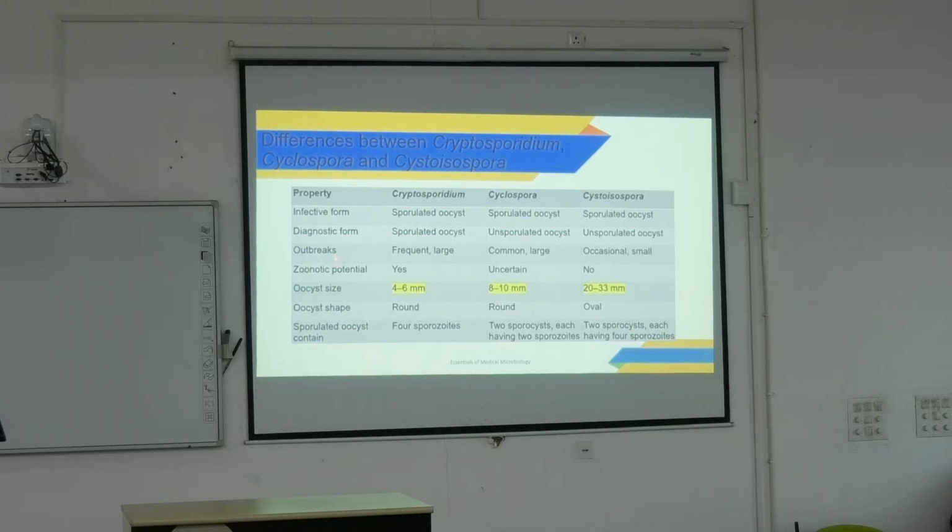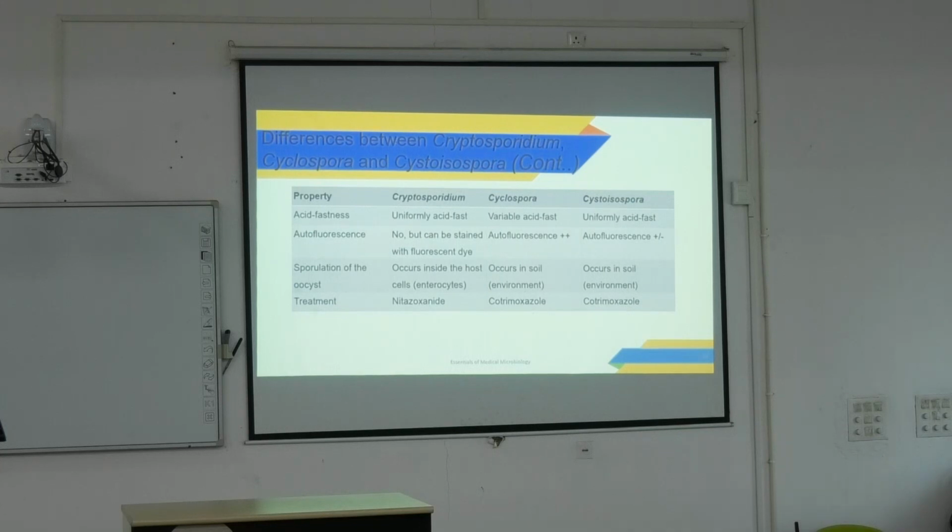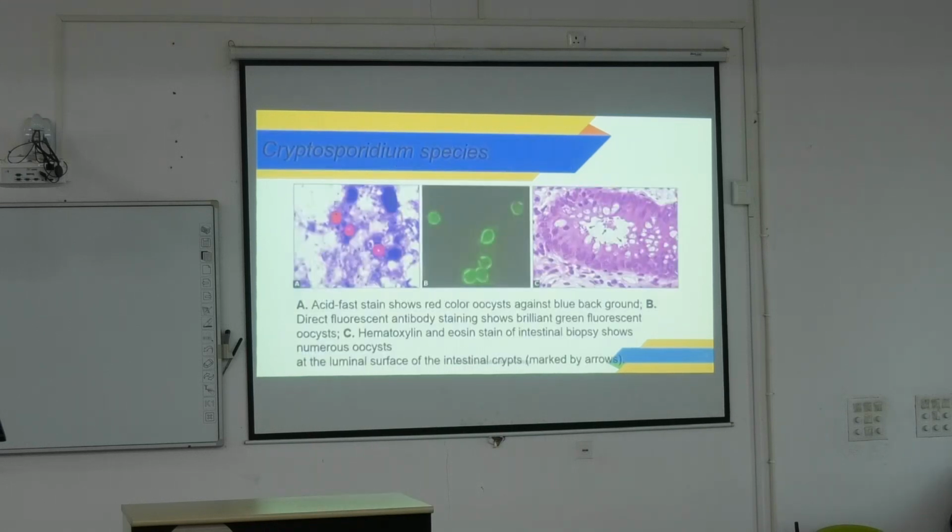Now the difference between Cryptosporidium, Cyclospora, Cystoisospora. Just remember the oocyst size. বাকি বেশি কিছু লাগে না। 4 to 6 µm in Cryptosporidium, Cyclospora is 8 to 10 µm and Cystoisospora সবচেয়ে বড় 20 to 33 µm. সবাই মোটামুটি অ্যাসিড ফাস্ট হয়, and the treatment is a little bit different. In case of Cryptosporidium it is nitazoxanide, and Cyclospora and Cystoisospora হচ্ছে cotrimoxazole.